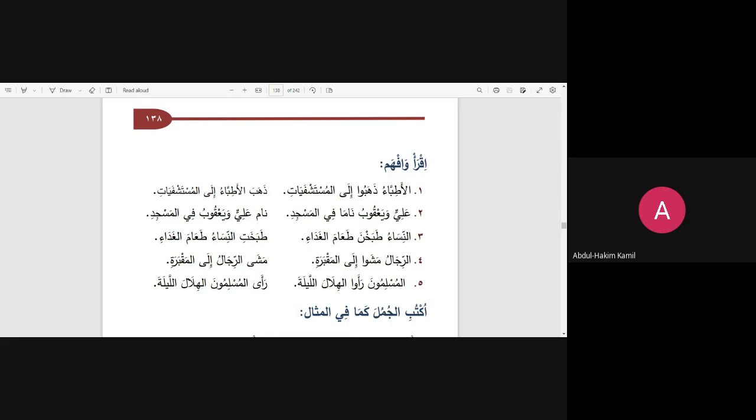Now, nama has a harf illa in the middle. So if we want to conjugate this, we have to put a sukoon on that last letter, and we're going to say nimtu. Hal nimta jayyidan? Did you sleep well? These are common everyday things that we need to ask and say in the house. Nimtu jayyidan. Ma nimtu jayyidan al-bariha. I didn't sleep well last night.